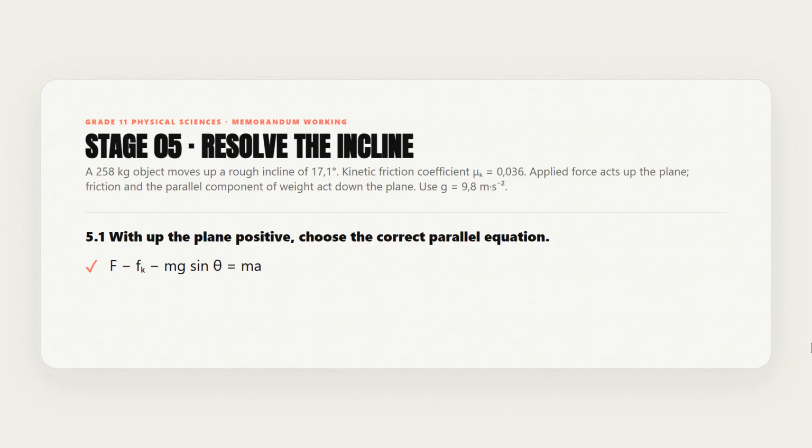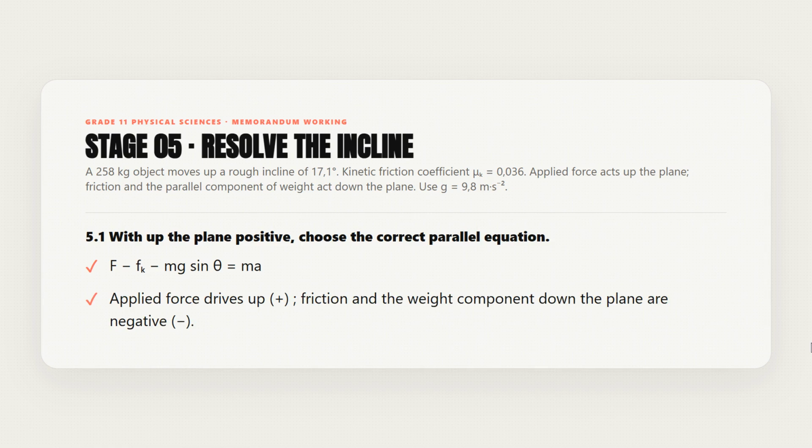Question 5.1. With up the plane positive, choose the correct parallel equation. The applied force acts up the plane, so it is positive. Kinetic friction and the component of weight down the plane act against it, so they are negative. The correct equation is F minus Fk minus mg sine theta equals ma.